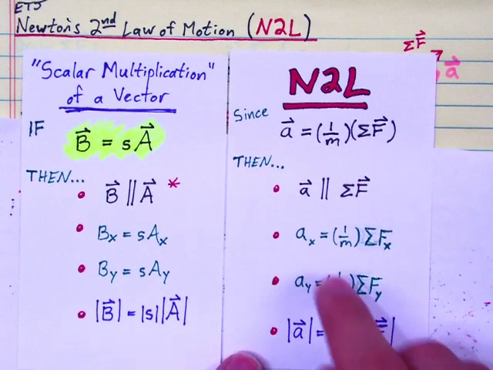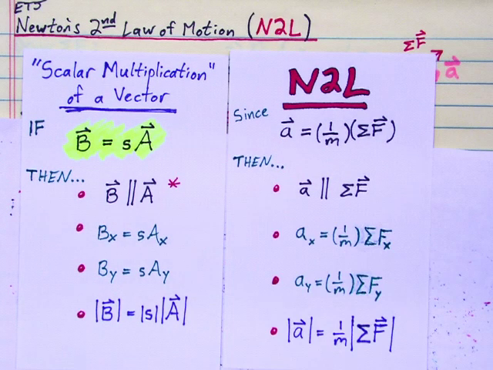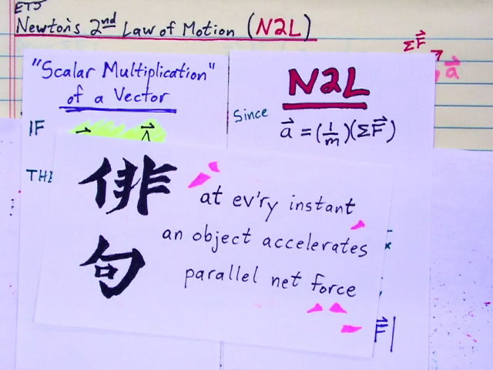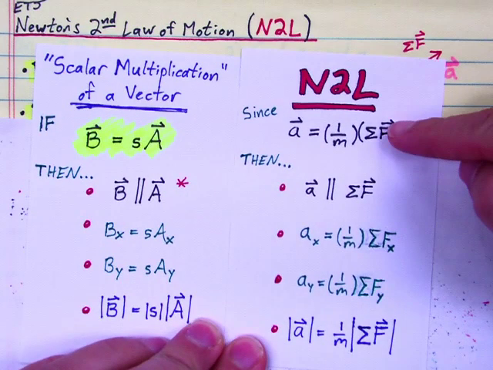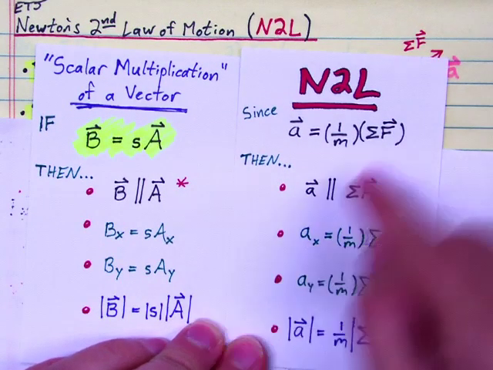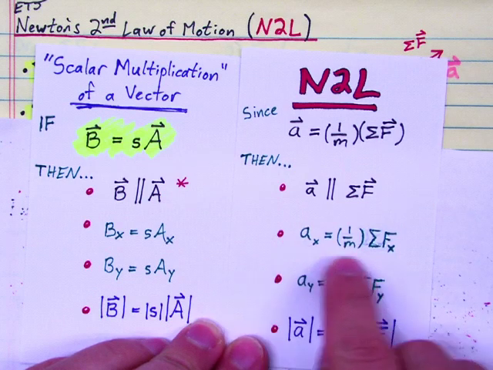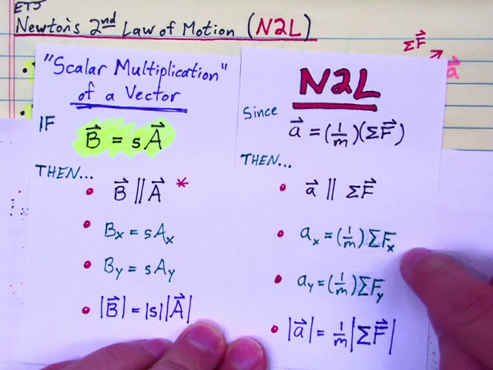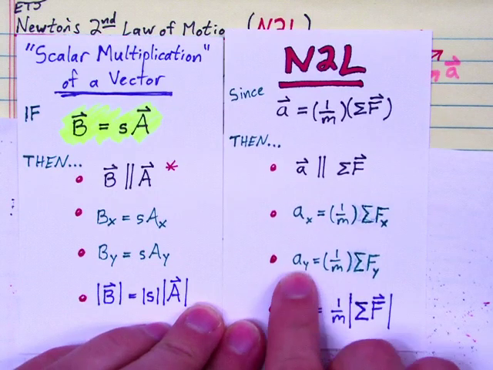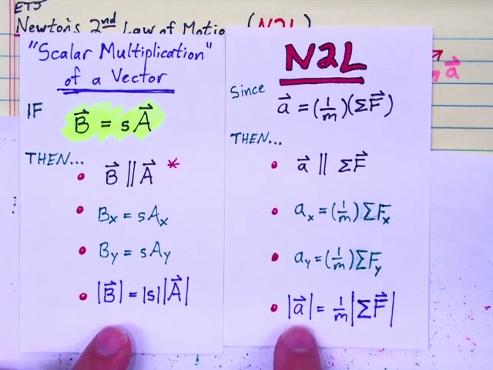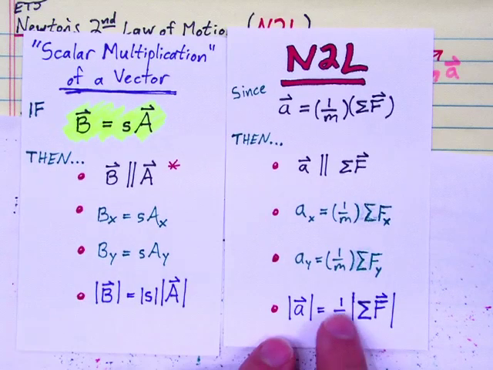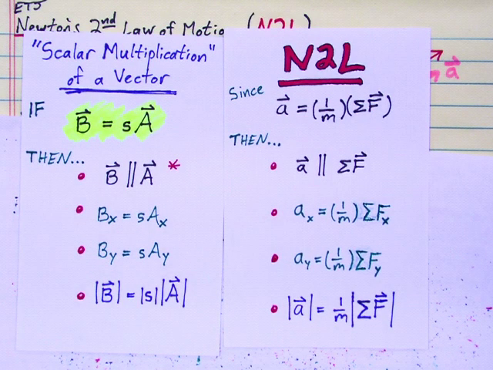So, in fact, we have a scalar multiplication going on here. What this implies is that, of course, the acceleration of the object will be parallel to its net force. That we already know, because at every instant, an object accelerates parallel to the net force. And it also tells us that we can break Newton's second law into two components. The x component of acceleration is 1 over mass times the x component of the net force. And the y component of acceleration is 1 over mass times the y component of the net force. And likewise, the magnitude of the acceleration is 1 over mass times the magnitude of the net force.